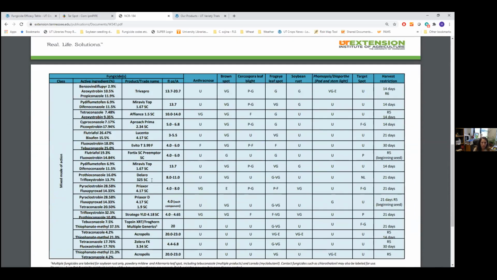Again, this is about to be updated any day now to include some of the newer products on the market, which is mainly just the Revytek or the Veltima, which Veltima is really more promoted for corn from BASF, with Revytek being promoted in soybean. But really, again, a lot of good options for soybeans.